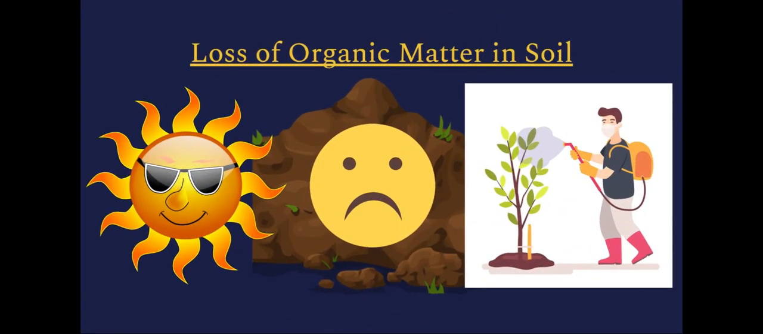Loss of organic matter in soil is becoming another rising problem, both because of climate change and pesticides. Climate change is indirectly affecting the Earth due to UV exposure from the sun, but pesticides are directly killing the organic matter in the soil. Two-thirds of soil now has low amounts of organic matter. For soil to be considered healthy, it has to be 10% organic matter.